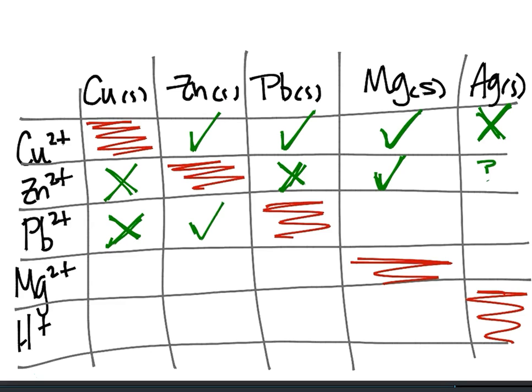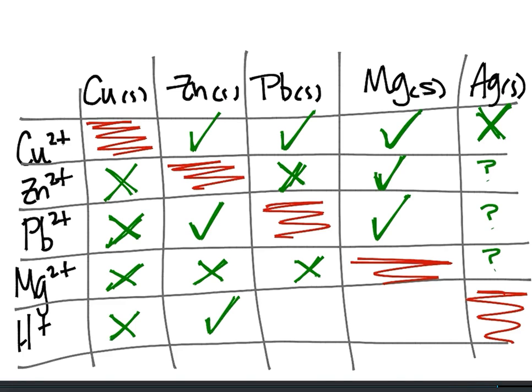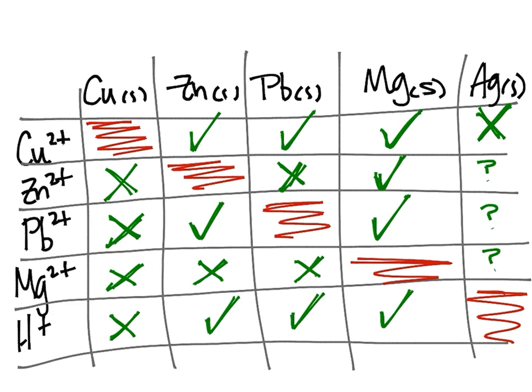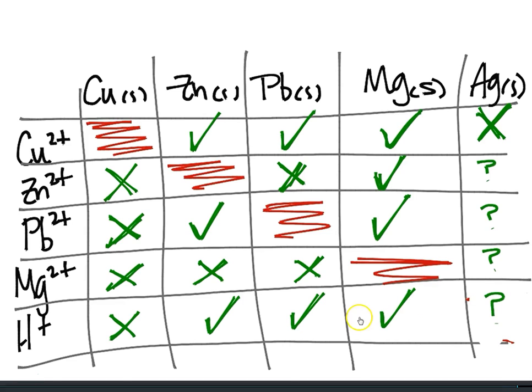Now, if we keep going, lead ion does react with zinc solid, and it does react with magnesium solid. We don't know what would happen with silver, but we could guess that would be an X. Magnesium ion will not react with any of these metals because magnesium ion is very stable. Magnesium solid is very unstable. Hydrogen ion does not react with copper solid, but it does react with solid zinc and solid lead and solid magnesium.